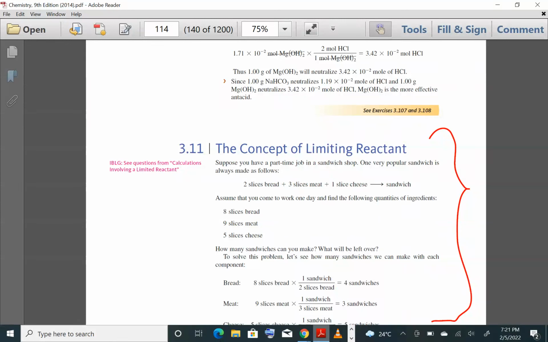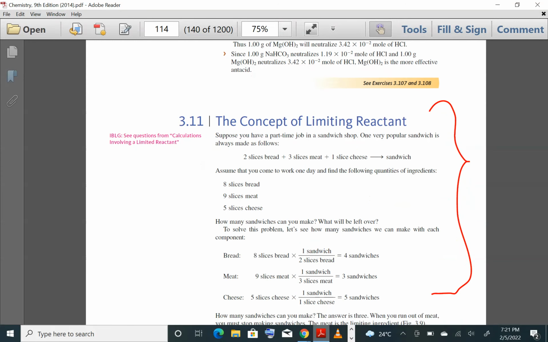Now, assume that you go to work and you find 8 slices of bread, 9 slices of meat, 5 slices of cheese. How many sandwiches are you going to make? Here you've got some things which will be in excess, so what is going to determine the number of sandwiches that you make is the thing that's going to run out first.